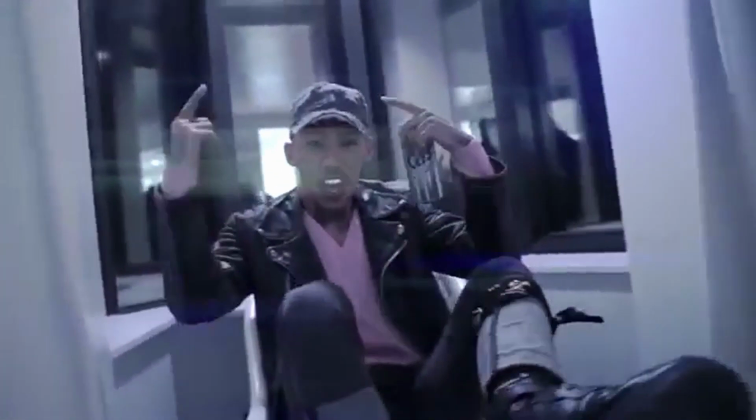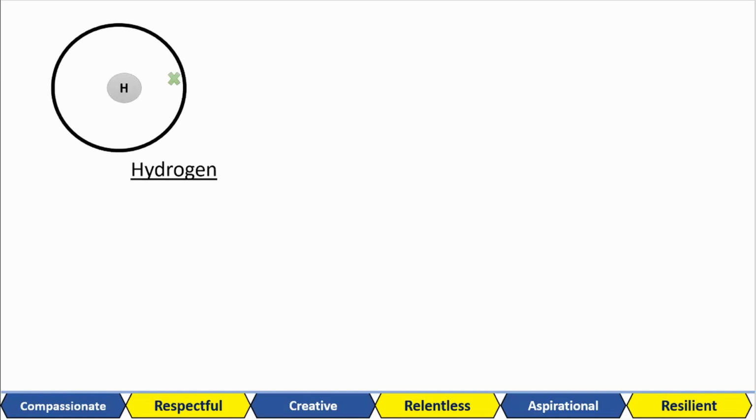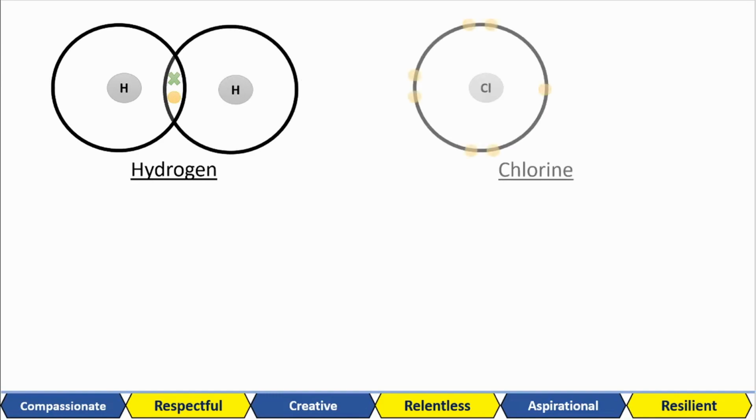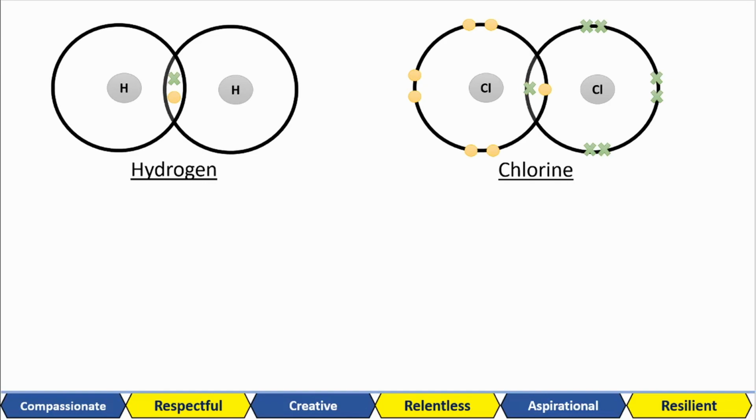Never forget. Hydrogen only has 1 electron, and so it needs another electron to complete its first shell. So a molecule of hydrogen shares a pair of electrons. Chlorine has 7 electrons, so it needs 1 more electron to complete its outer shell. So 2 chlorine atoms share one of their outer shell electrons, so they both now have 8 outer shell electrons.